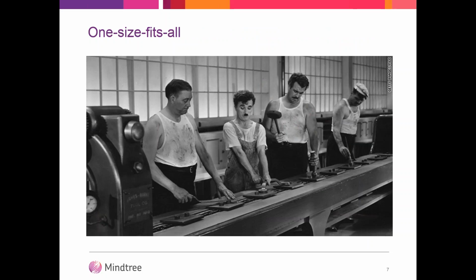This is probably the classic manifestation of the one-size-fits-all model. This particular photograph is from the Charlie Chaplin classic Modern Times. And what you see here is nothing but a parody on Ford's assembly line model. And you can see that the attempt here is to mass produce the one thing and create efficiency to enable that to happen in a much, much better way.